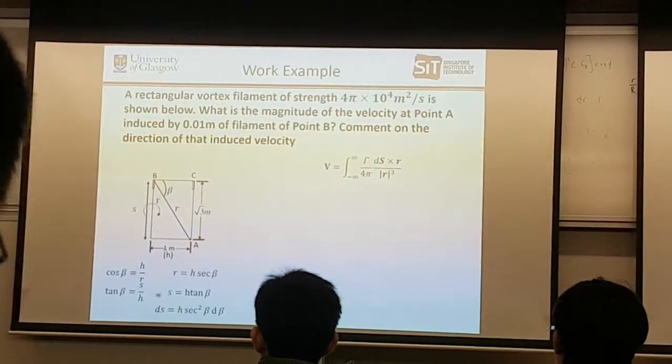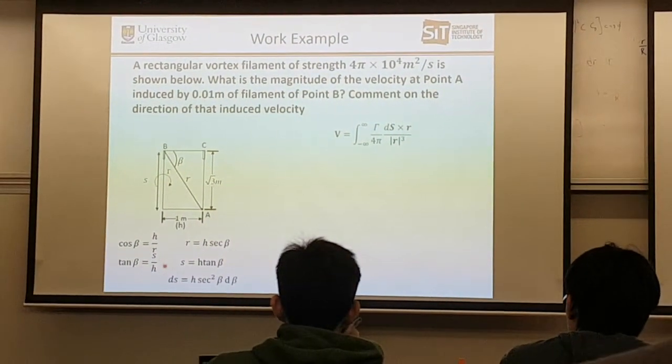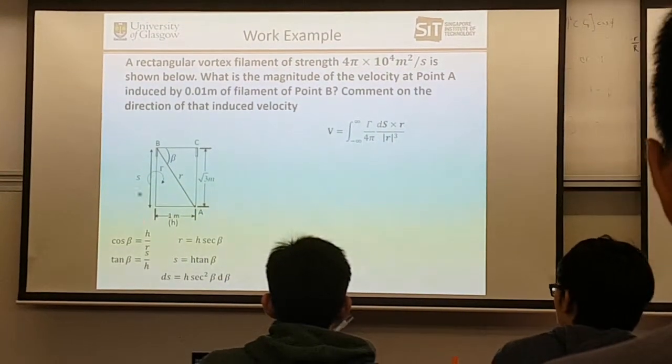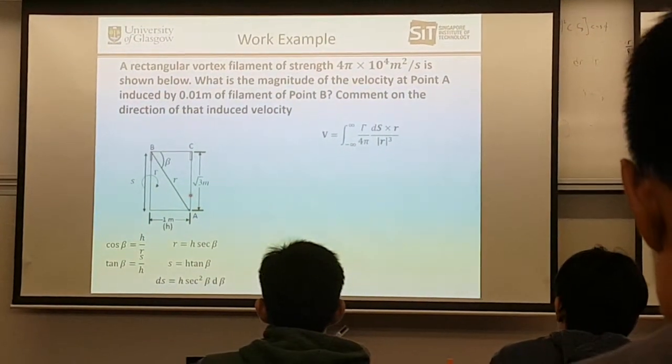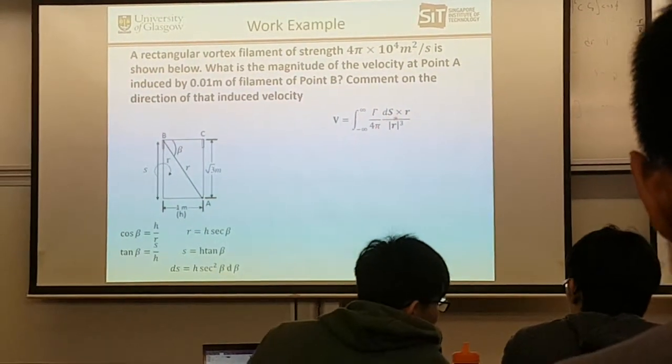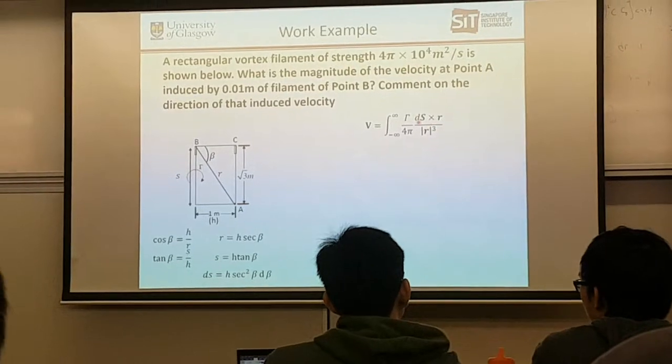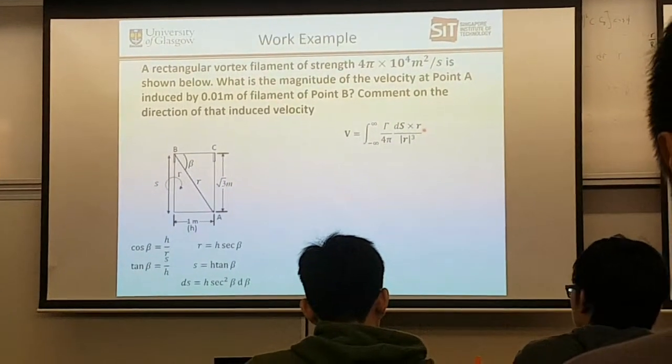I hope you all can understand what I'm doing here. Basically I'm just trying to substitute the definitions for my ds and my r, using the trigonometry functions that's given in this question. Alright, so remember what does this x mean? It's a cross product of two vectors. Okay, so ds is a length, r is a length, so there are two different vectors that we are considering.